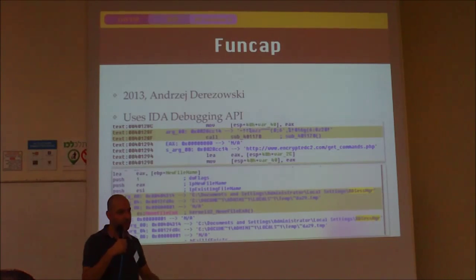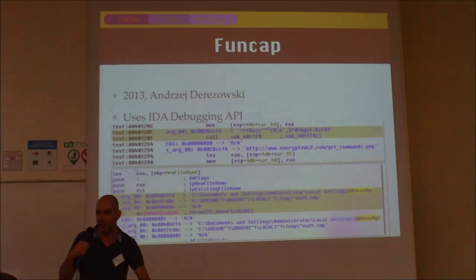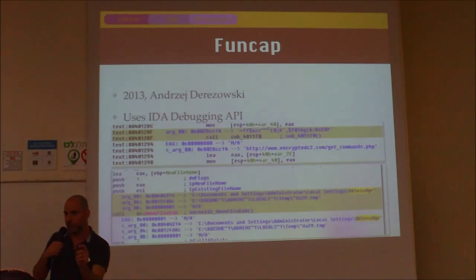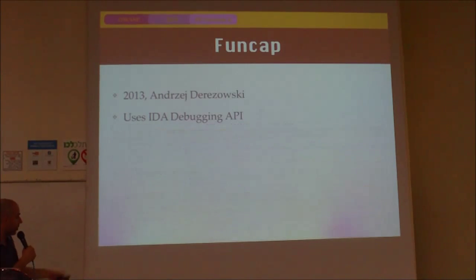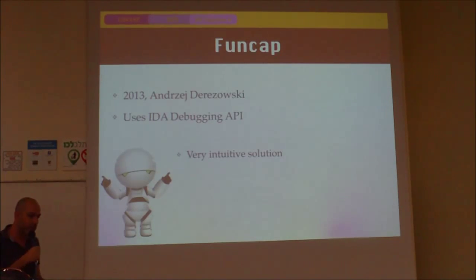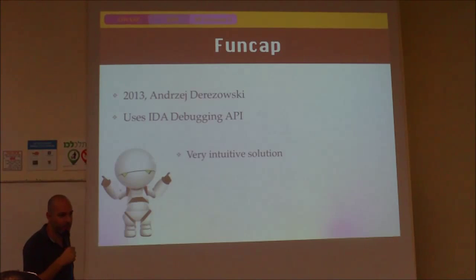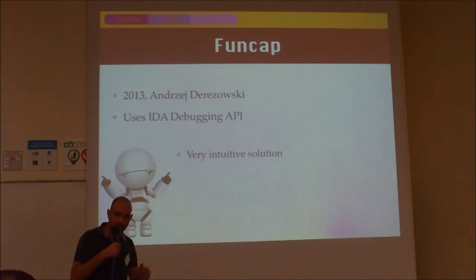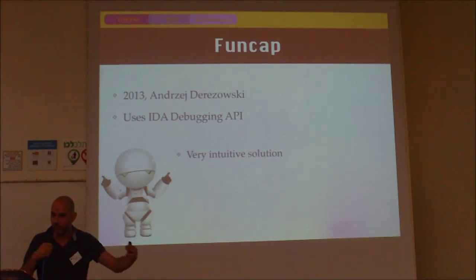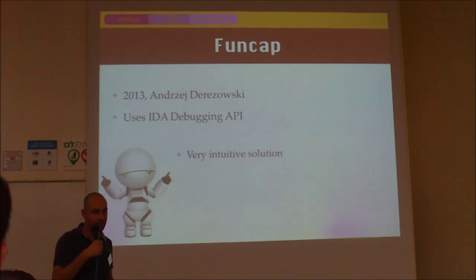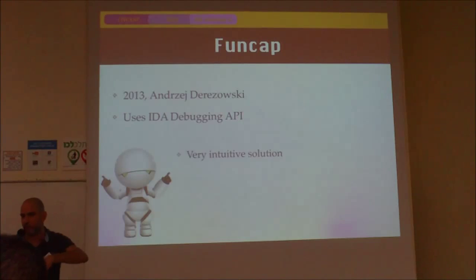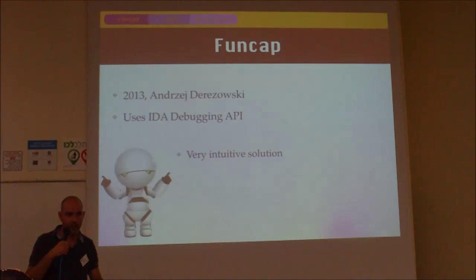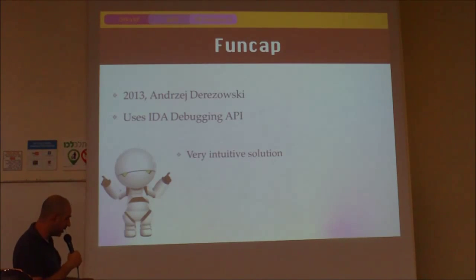So it actually places breakpoints on function calls, and when a breakpoint is hit, it goes through the arguments, tries to parse the raw value, and writes it here in the comments, right? So again, it's a very intuitive solution, and since it uses the IDA debugging API, every debugger that can plug into IDA, which is a lot of debuggers, you can work with. So you can work with QEMU or the native x86, x64 debuggers. You can work with really a lot of stuff, and that's really cool.